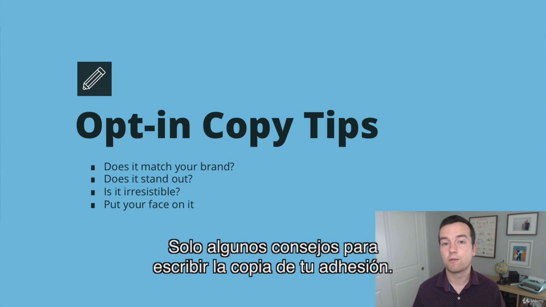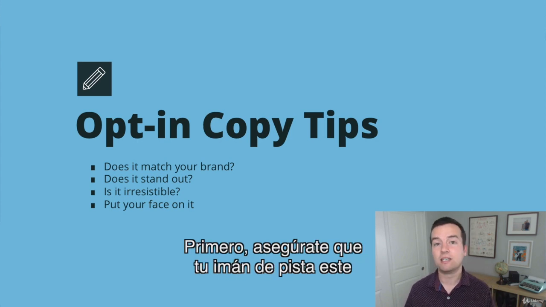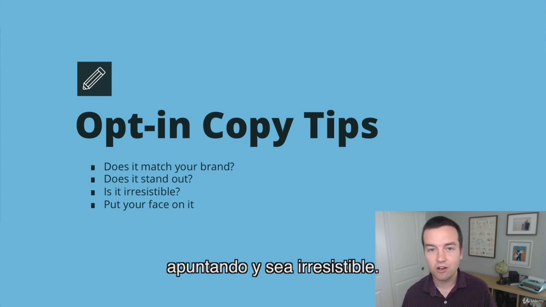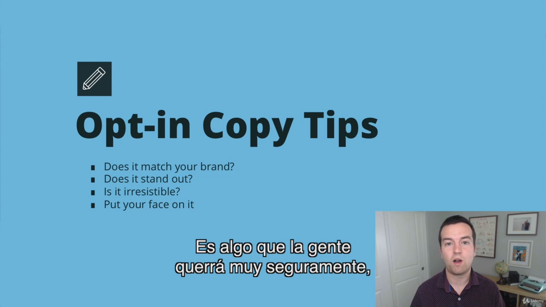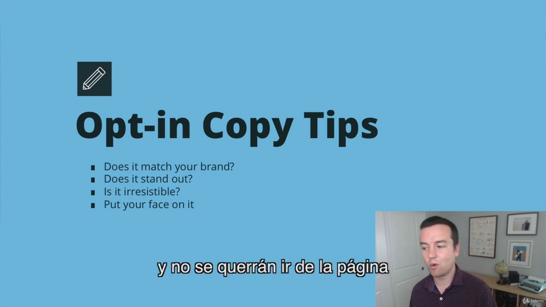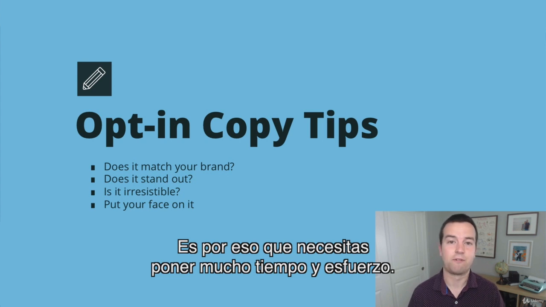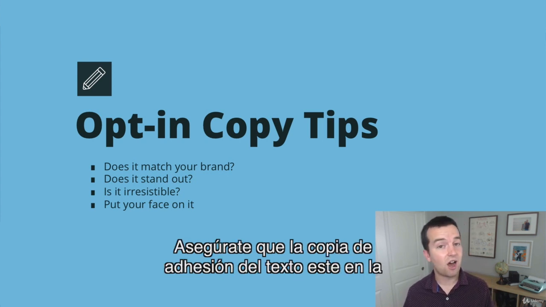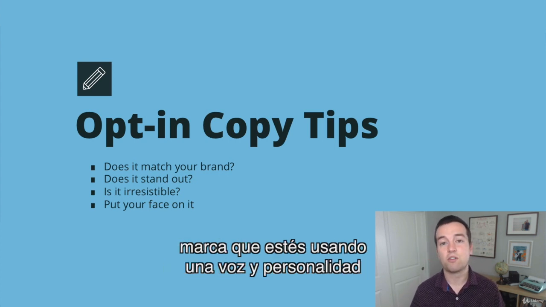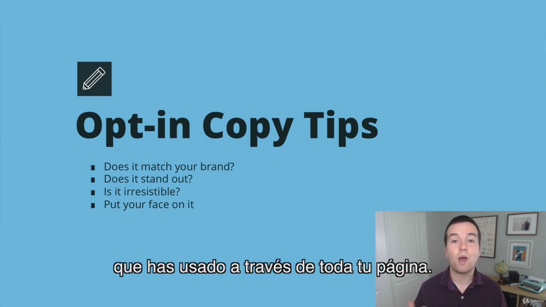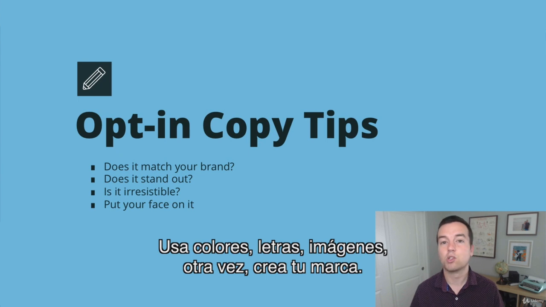Just a few tips for writing the copy of your opt-in. First, you've got to make sure that the lead magnet is on target and it's irresistible. It's something that people will definitely want, and they won't want to go away from your website without getting. That's why you need to put a lot of time and effort into it. Make sure that the opt-in copy, the text, is on brand, that you're using a voice and a personality that you have used across your website. Use colors, fonts, logos, imagery, again, on brand.